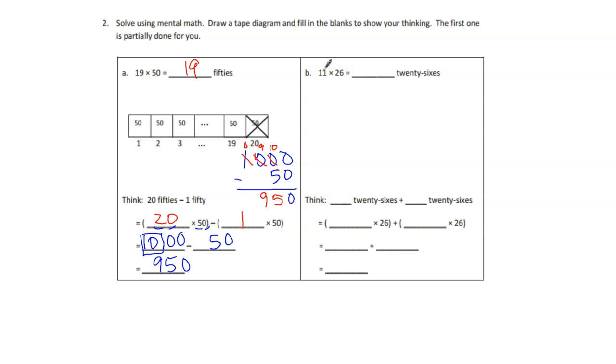Looking at B, I have 11 times 26 is equal to blank 26. So I know that it's going to be 11. My tape diagram, in this case, it says think blank 26s plus 1 26, plus blank 26 is going to be 10 26s plus 1 26. So I know that 11 26s, in this case my unit is 26s, or 26. So I know that I'm just going to draw 3 here, 1, 2, 3, 26.